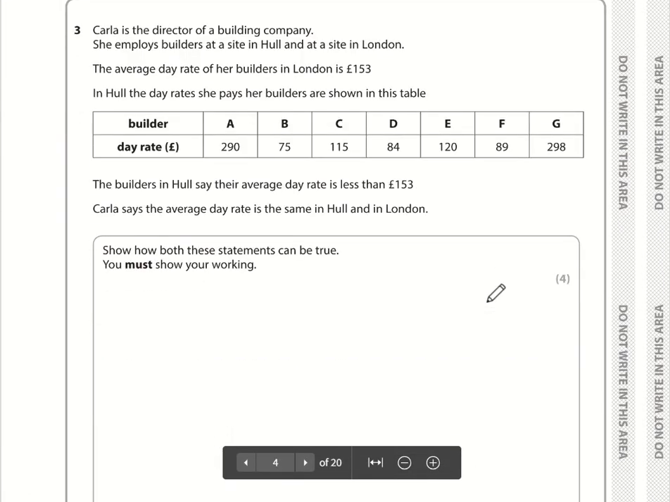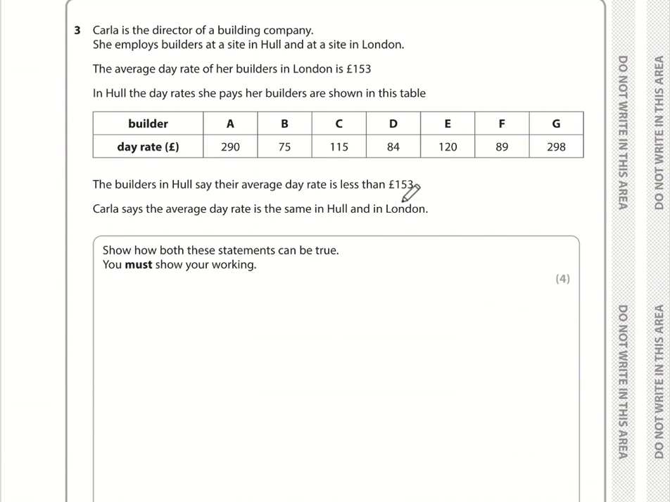Okay, so the builders in Hull say their average day rate is less than £153. Carla says that the average day rate is the same. So let's first of all work out, well, it all depends what we mean by average. Let's try the mean. So the mean is we add them all up and we divide by the number of values.